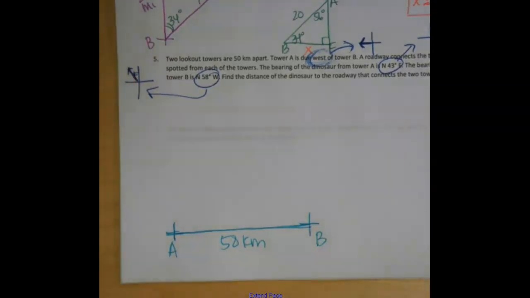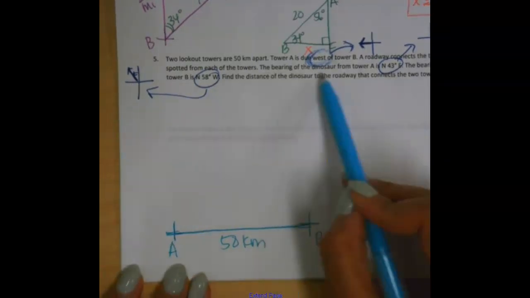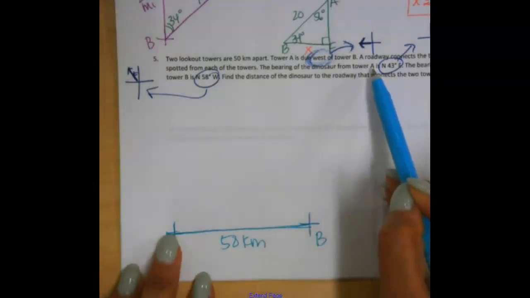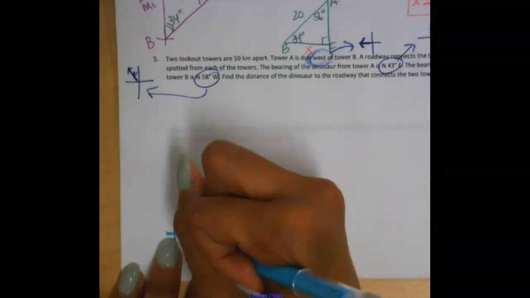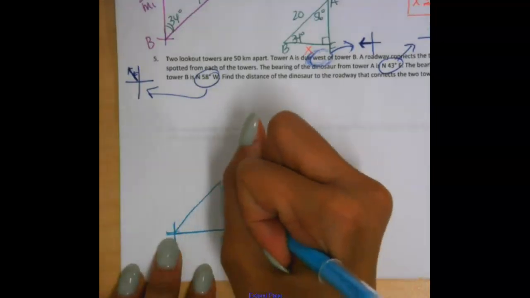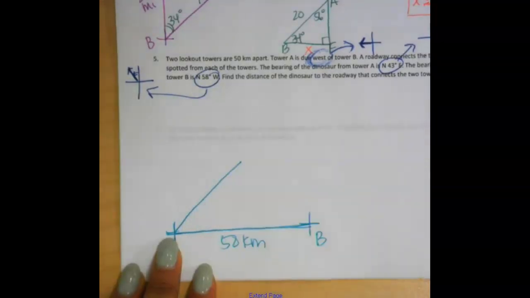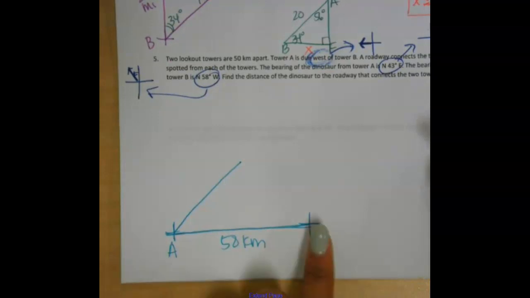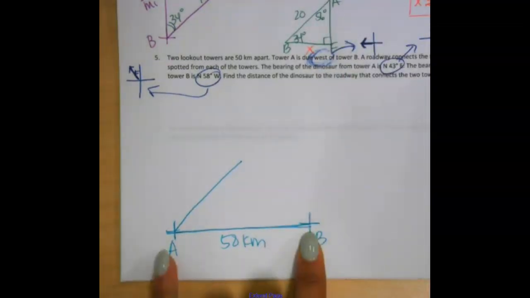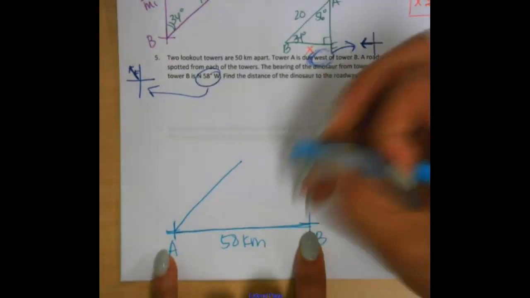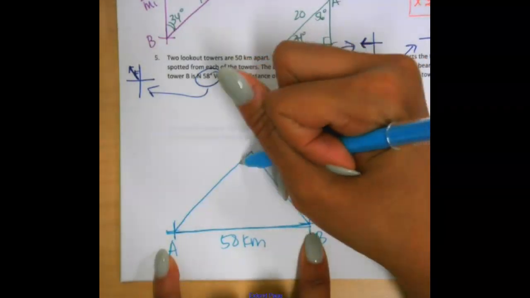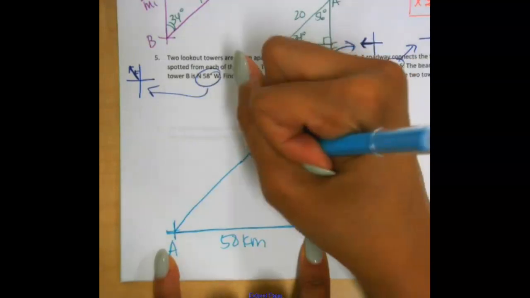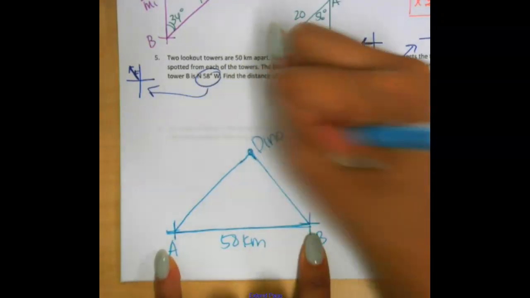Next, it says that the dino is spotted from each of the towers. The bearing of the dinosaur from Tower A, okay, looking at Tower A, is north 43 degrees east. We're going to go in this direction. So I'm just going to have this go up, north 43 degrees east. And then the other part for Tower B is going to go for the bearing of the dinosaur from Tower B is north 58 degrees west. It's going to be something like this. This point is your dinosaur.